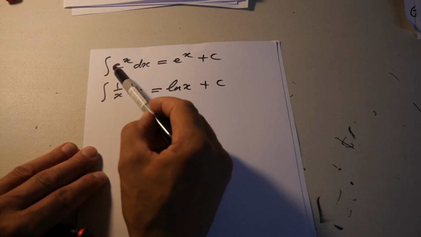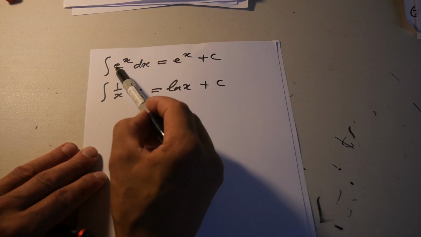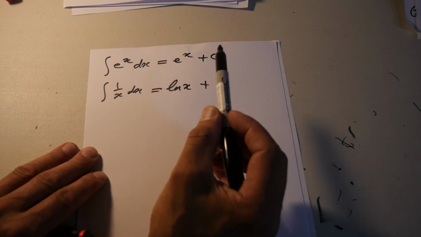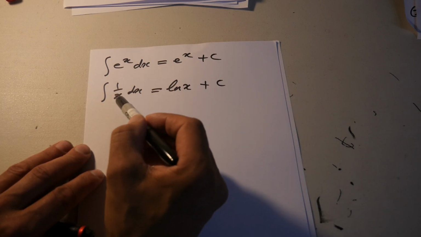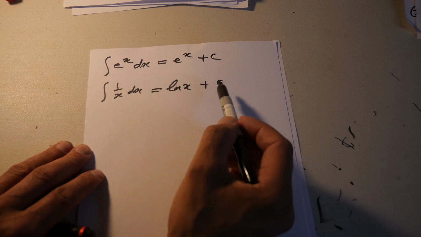So yeah, the derivative of e to the x is e to the x, the integral of e to the x is e to the x. The derivative of log of x is 1 over x, the integral of 1 over x is log of x plus c, okay?